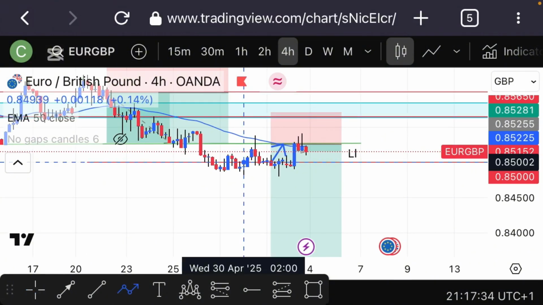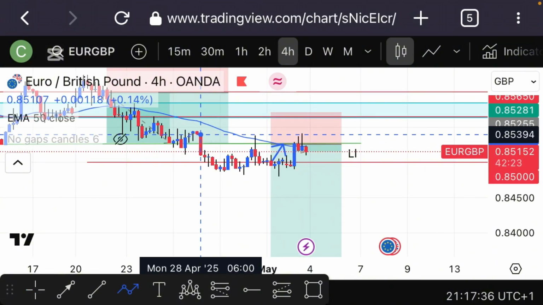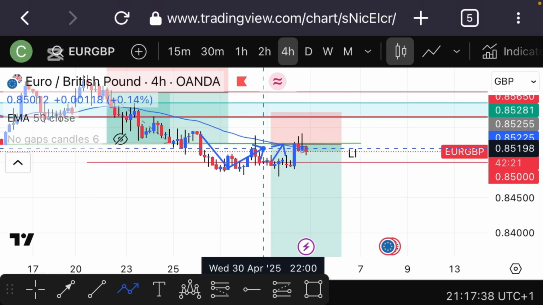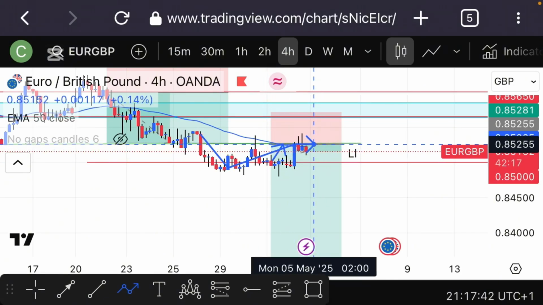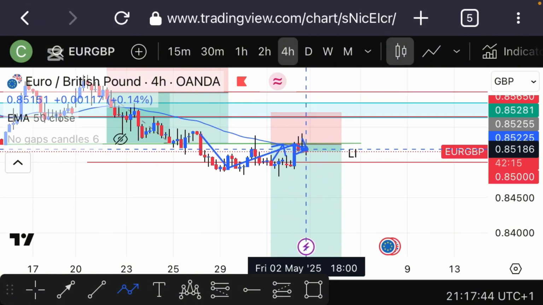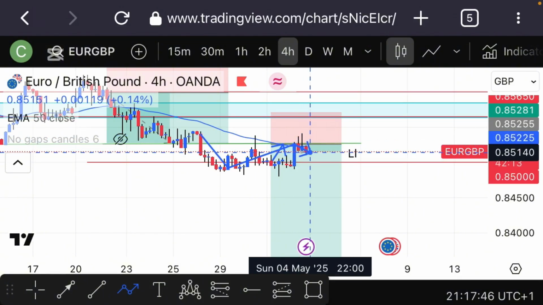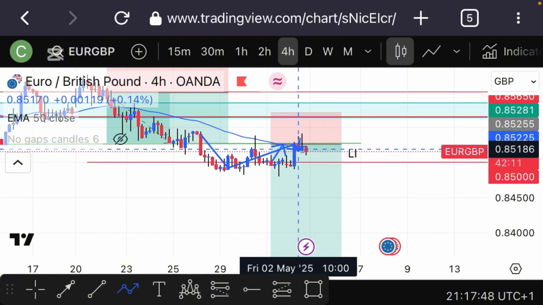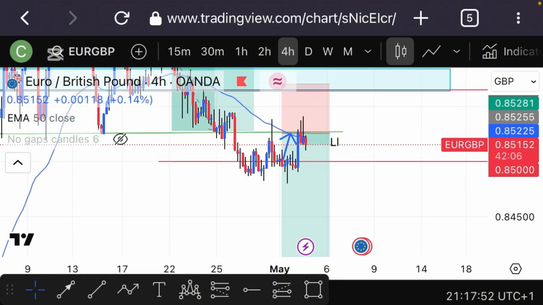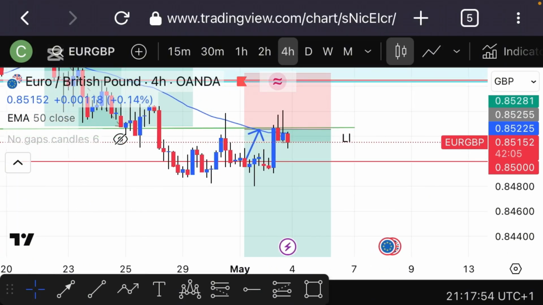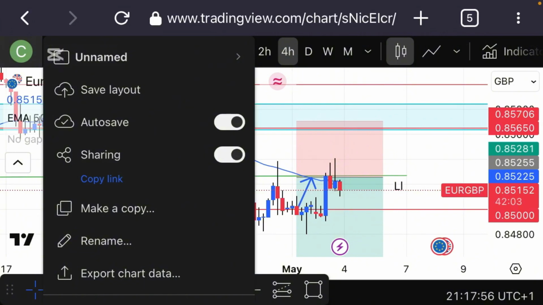As you can see here, we were down here, the retracement happened beautifully up here where you see we are, and we are having beautiful rejections, but I didn't get my entry, so I didn't enter this trade. So let's go to the next trade.